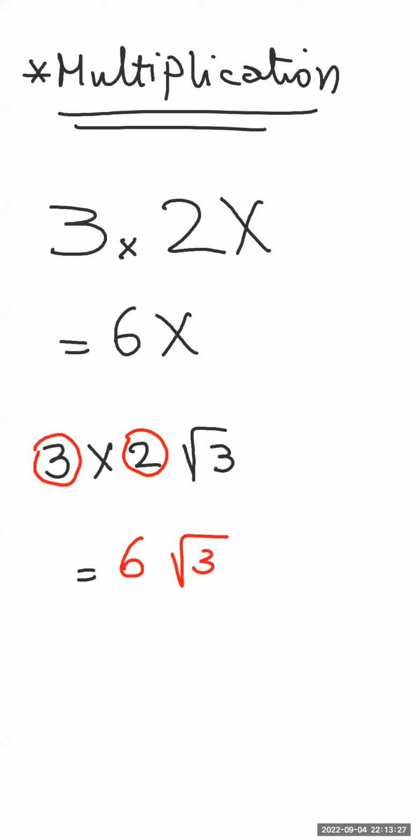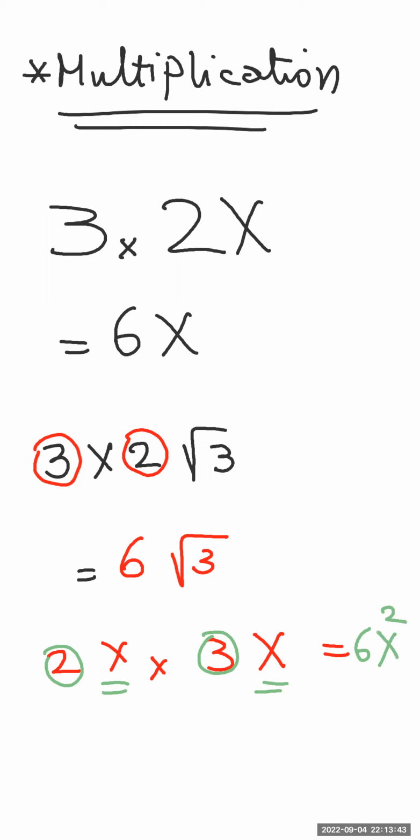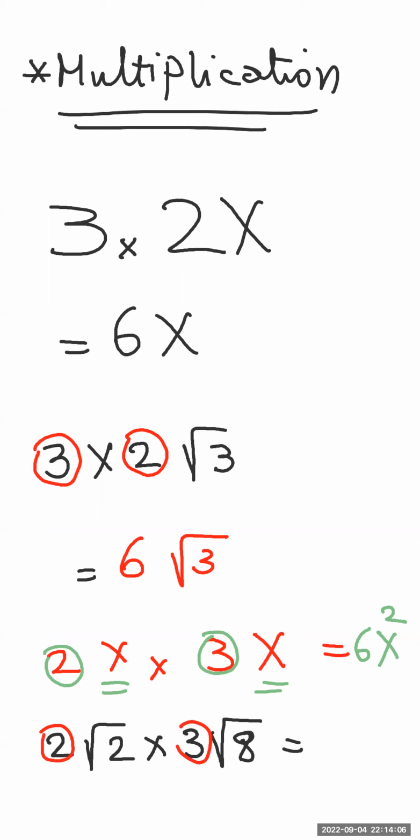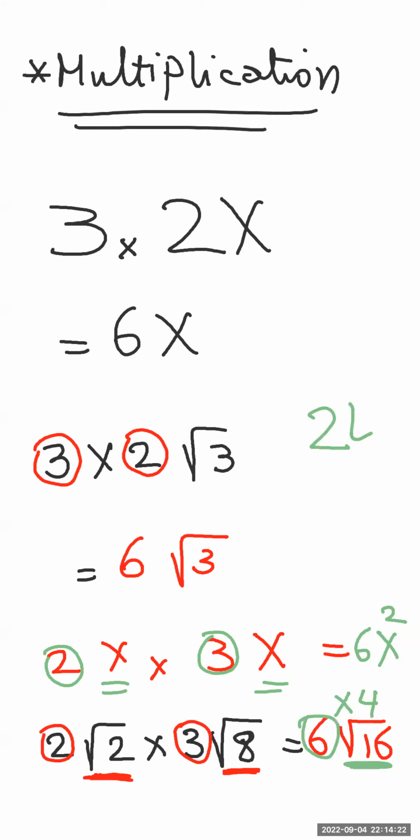One more example. 2x times 3x. In this case, there is a little bit of difference. 2 times 3, 6. x times x, x squared. On the same side, also here, the roots. If the two numbers consist of roots like this, 2 square root of 2 times 3 square root of 8, simply here, 2 times 3 equals 6. Square root of 2 times the square root of 8 means the square root of 16. My question: square root of 16 equals what? 4. Times this number, so it will equal 24, right?